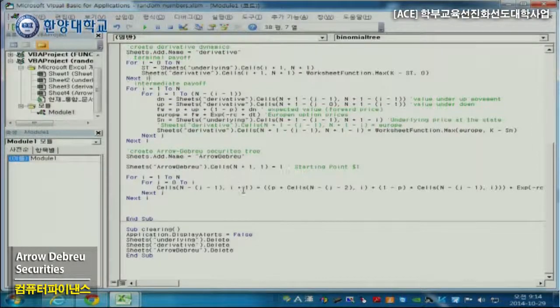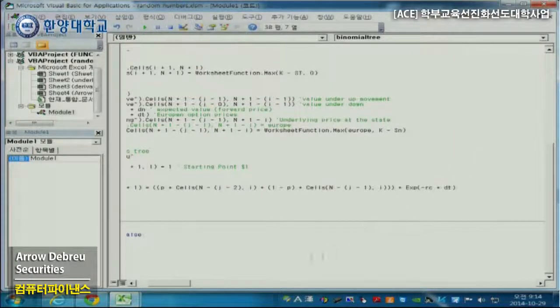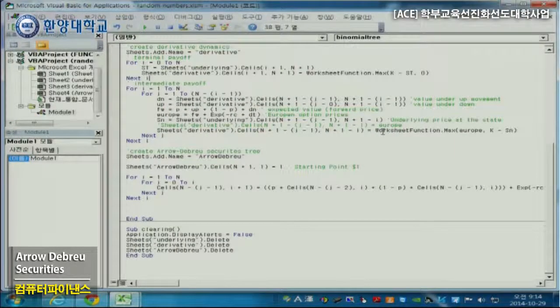because it's a forward induction. So I use the numbers in the previous column to find the next column. And then, of course, I have to discount it. So this is it.